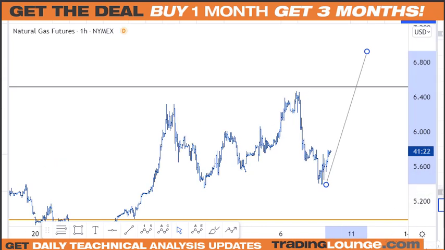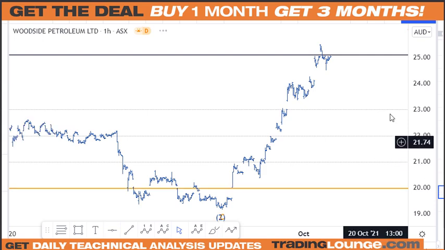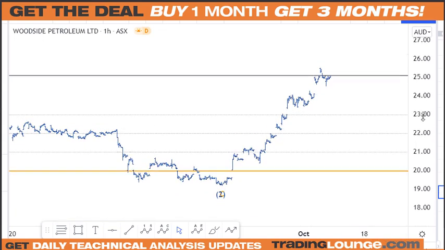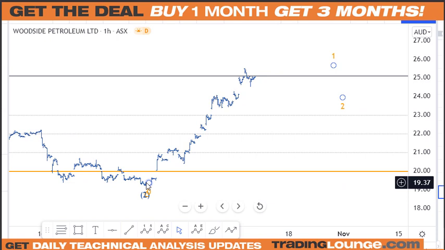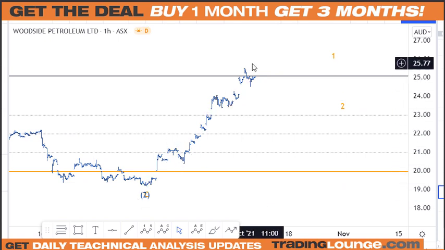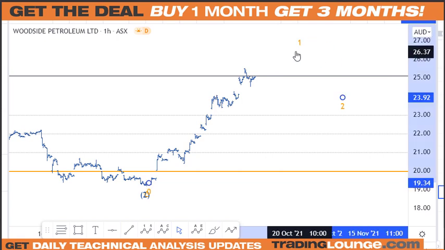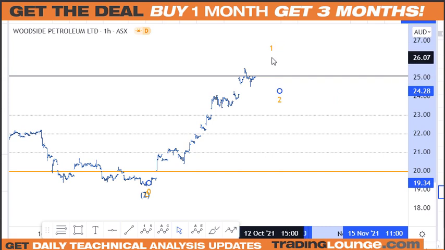Still doesn't give us, I'll just have a look at WPL. This is Woodside here, and we're just looking at this trend here because we've been looking at 1 and 2 and 3 and 4 and 5. So we're just basically looking, this is at $25, and this will be the same for Santos and all the other ones that we looked at yesterday as well.